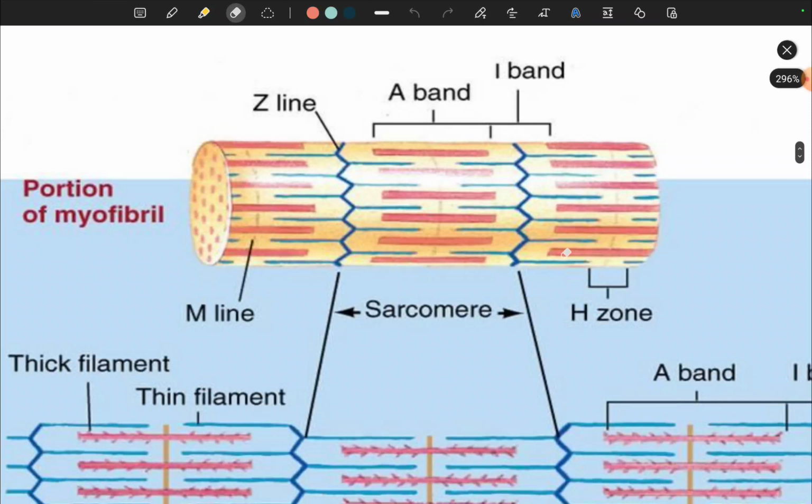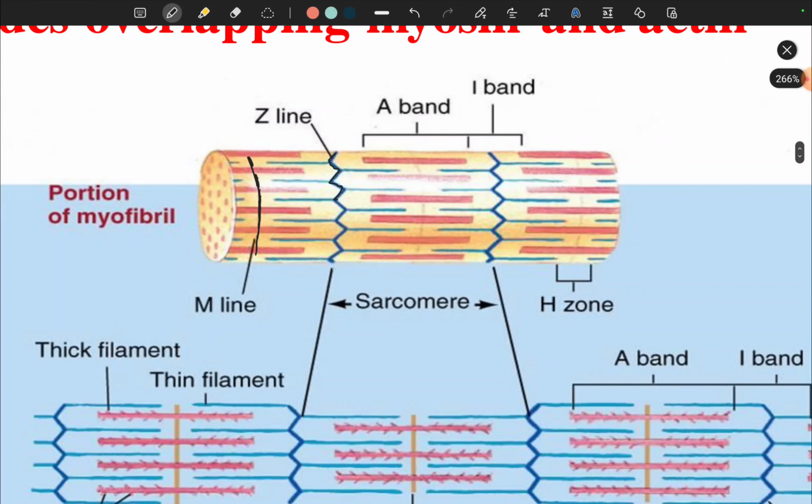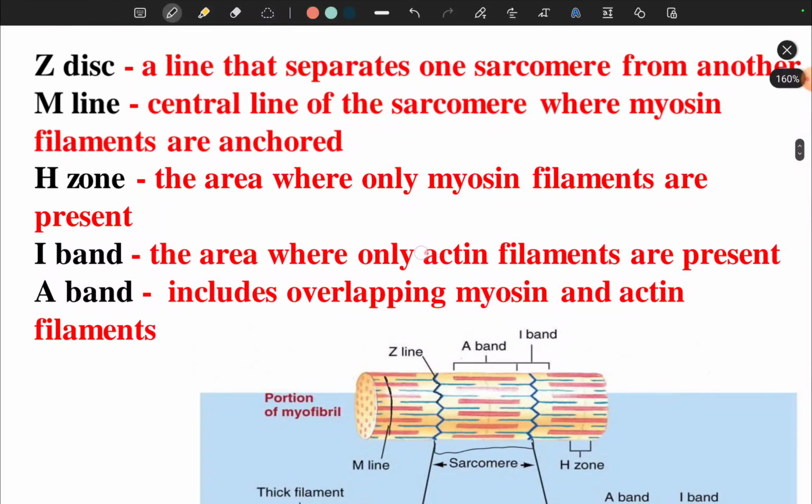And the H zone by itself is divided by a line called the M line. While the I band, or the light band, is bisected by a Z line. The space between two Z lines forms a sarcomere, which is the contractile functional unit of the muscle, especially in skeletal muscle and cardiac muscle, because no sarcomere is found in smooth muscle.